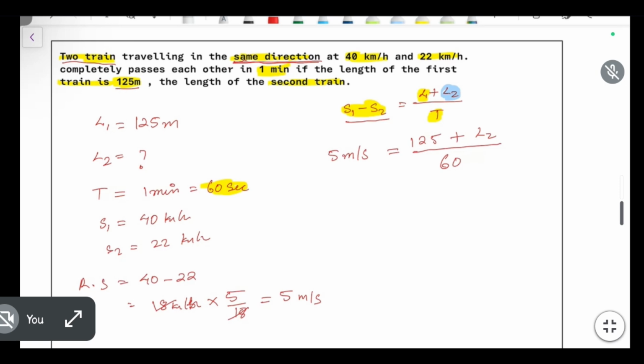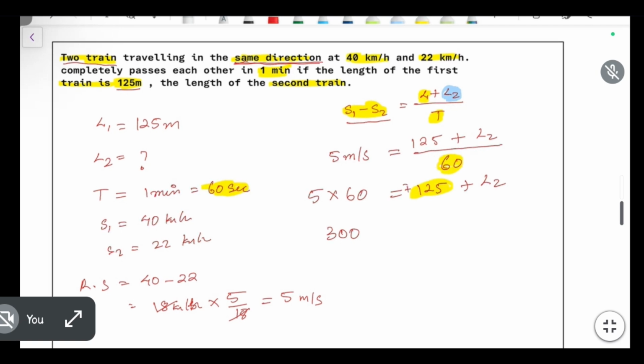If I transfer this denominator to the other side, it goes to the numerator. So 5 into 60 is equal to 125 plus the length of the second train. 5 into 60 is 300; 6 fives are 30 and a 0 here. If I transfer this 125, remember whenever there is no sign in front of a number, there is a plus sign there. Always remember that. So if I transfer this plus sign to the other side, it becomes minus 125, which is equal to the length of the second train.